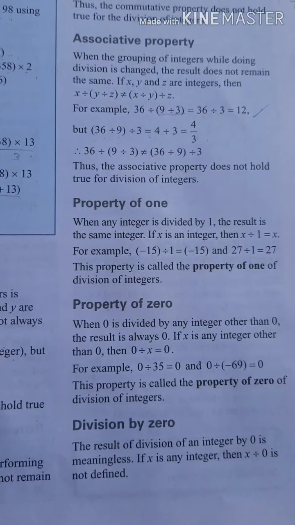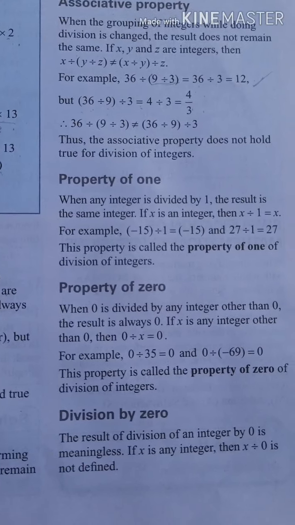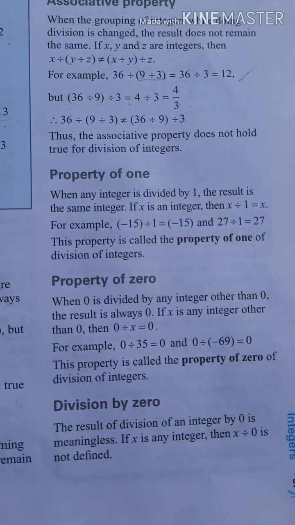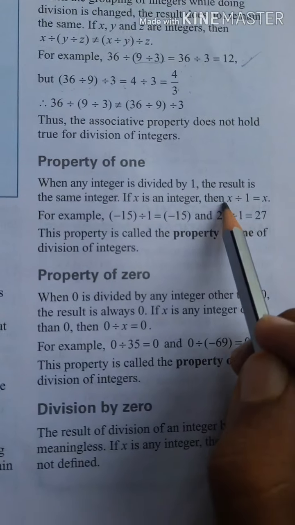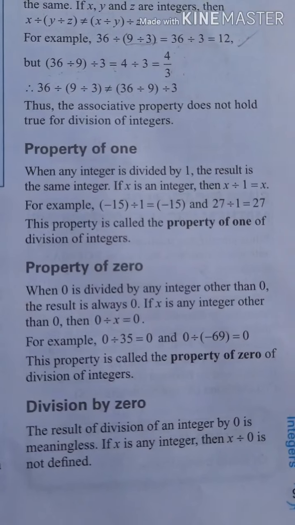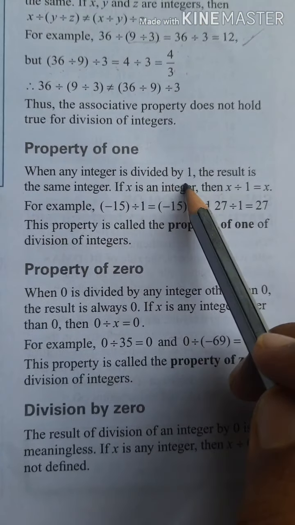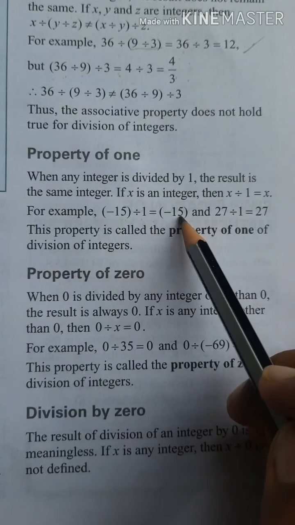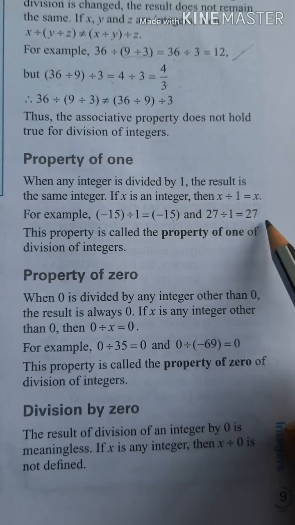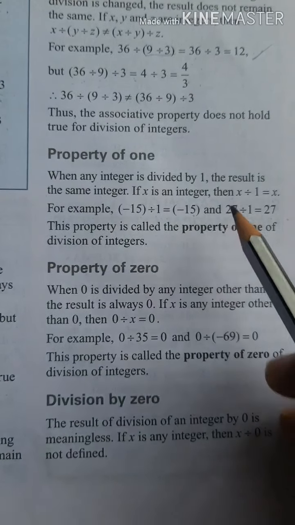Now we will go to property of 1. Property of 1 means what? If any number is divided by 1, you will get the same number, because x divided by 1 is equal to x. So if I take any integer and divide it by 1, the result will be the same. Minus 15 divided by 1 equals minus 15. 27 divided by 1 is also 27. So property of 1 is satisfied.